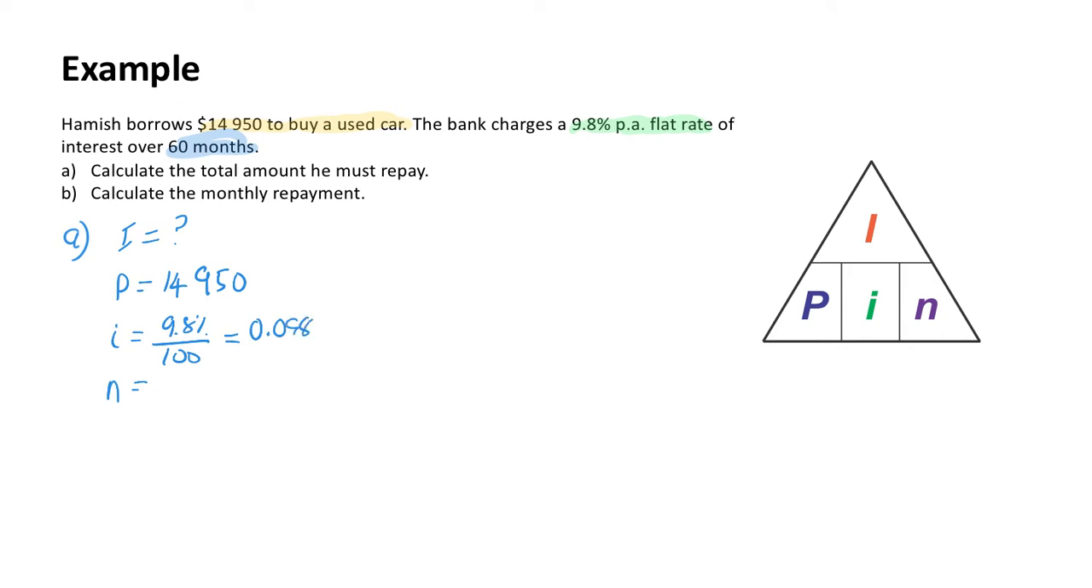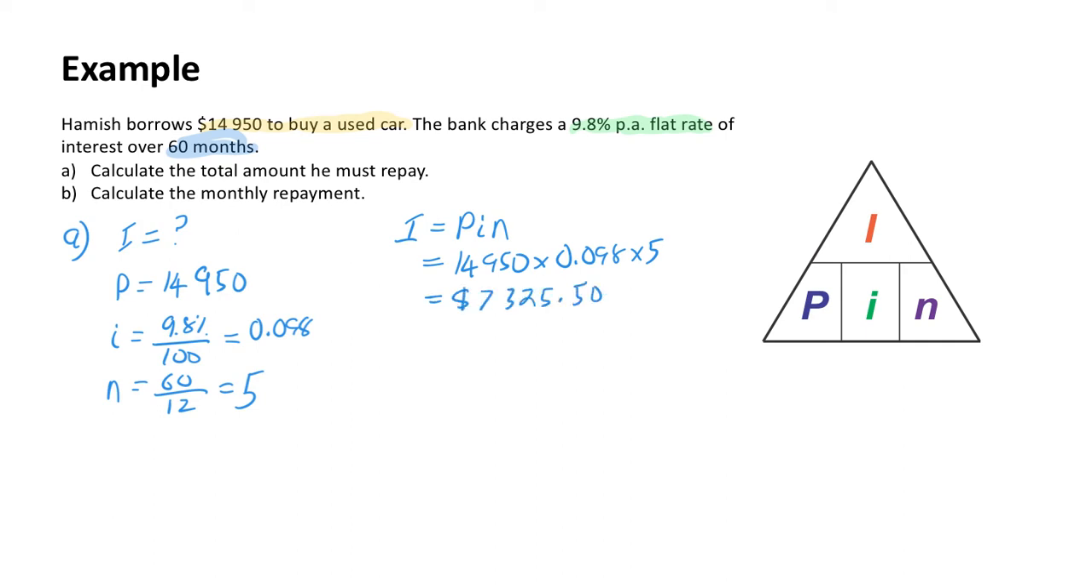So 0.098. And then N, they gave us 60 months. To convert that into the number of years, I divide that by 12, so that's going to be 5 years. Having that information, I can see that I want to calculate the interest amount, so I can use my standard formula of I equals PRN, substituting in. 14,950 times 0.098 times 5, and that's going to equal $7,325.50. So that's the amount of interest that he's going to have to repay over the 5 years.